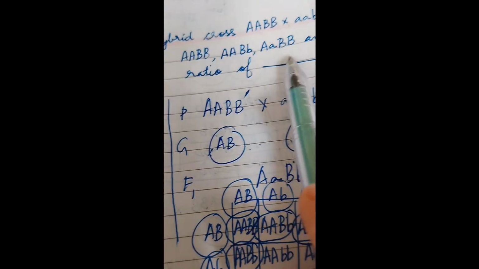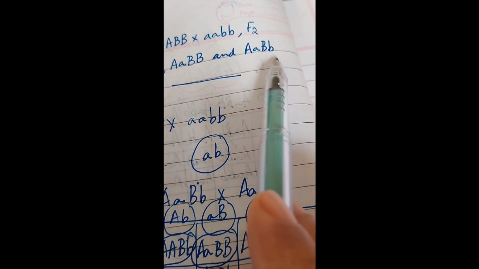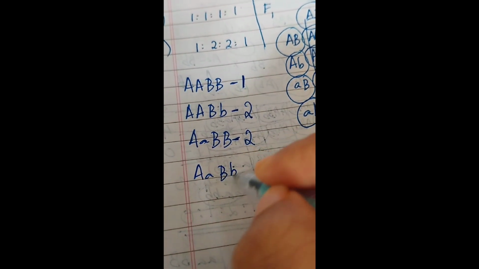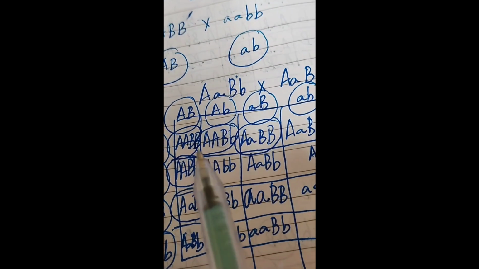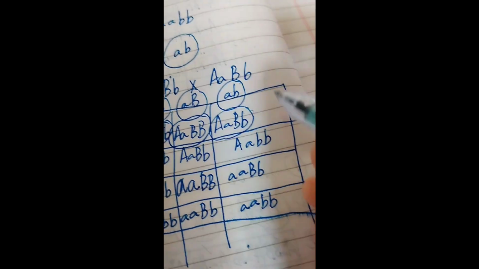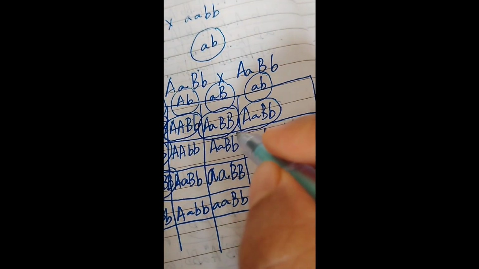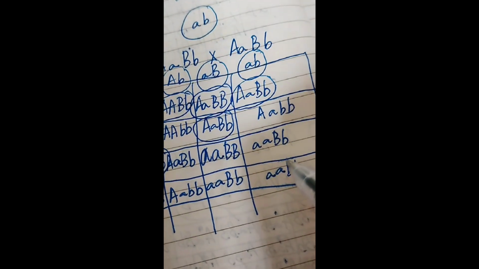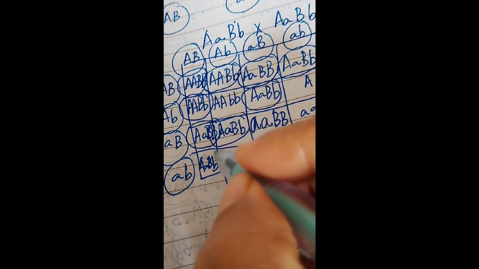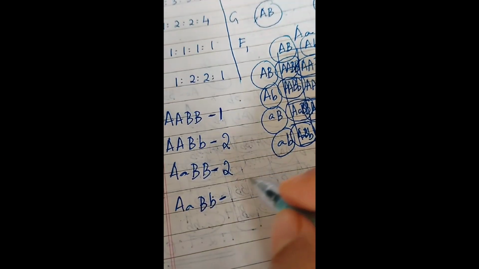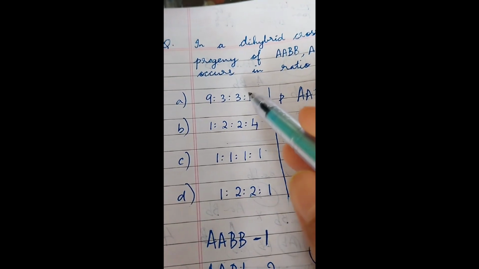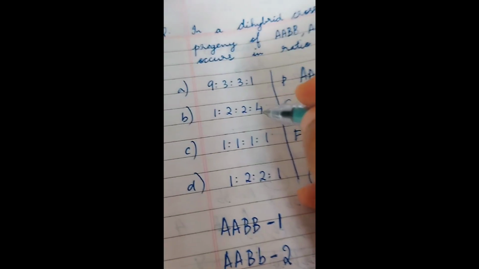Next in line comes AaBb. In the first row itself, AABb is there, so that is 1. This is the second one. This is the third one, and this is the fourth one, and so we will write here 4. So the ratio is 1:2:2:4, and this is the answer, that is answer B.